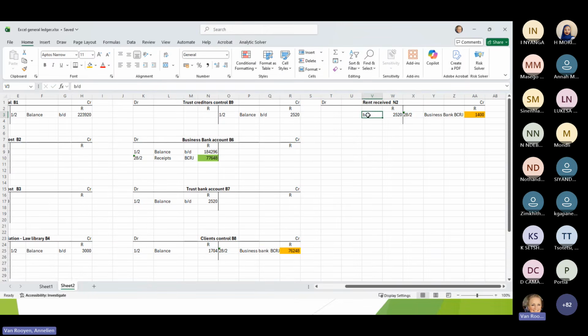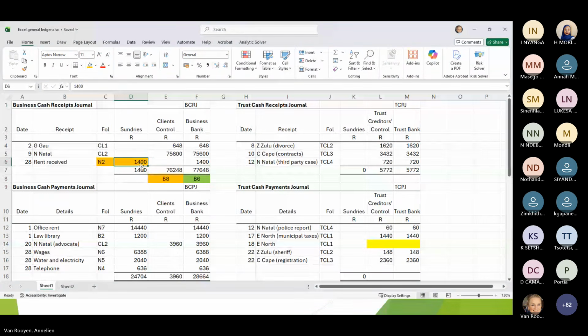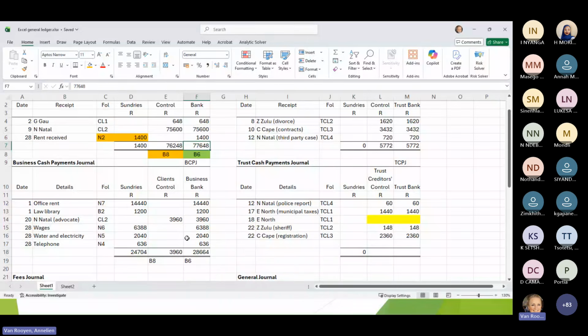Okay, so there I have my debits and my credit, and they are equal. The same from this side. This plus this equal that one. Okay, any questions? Think about this, ask now. No questions? Okay, let's do the business cash payments journal.